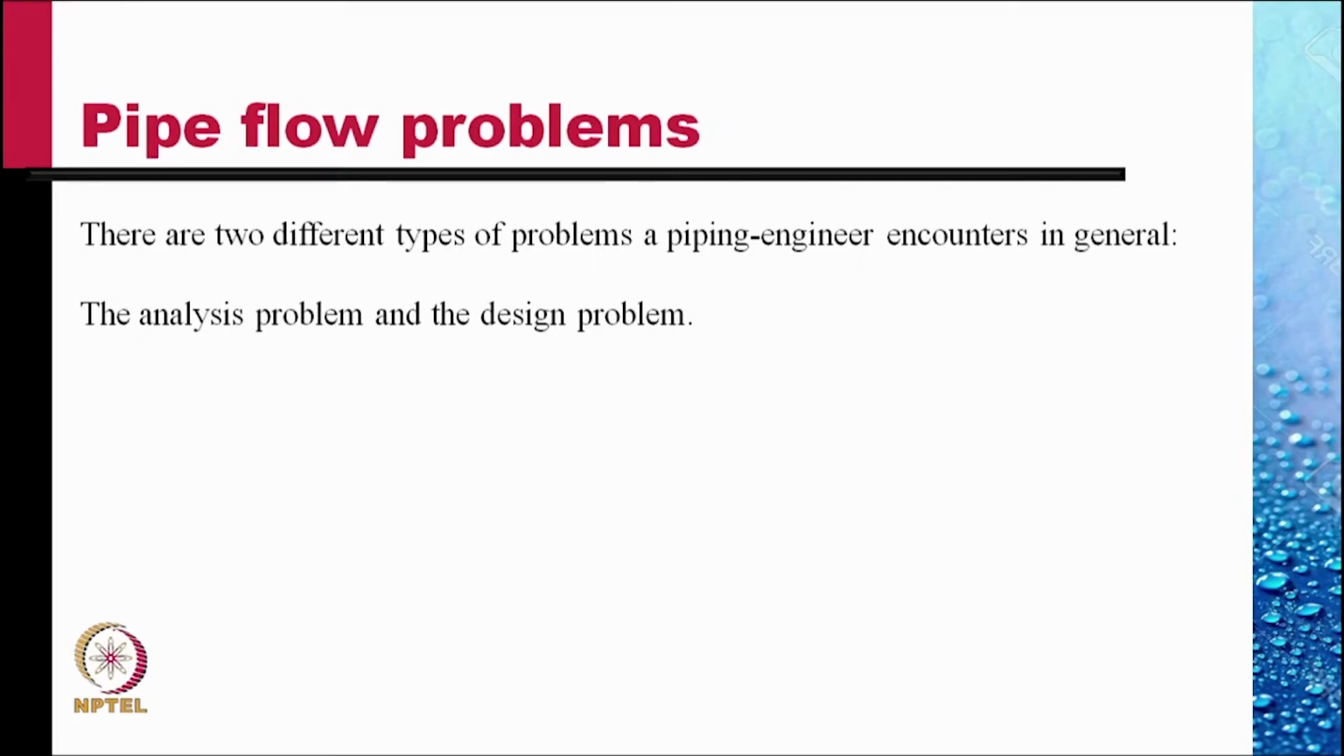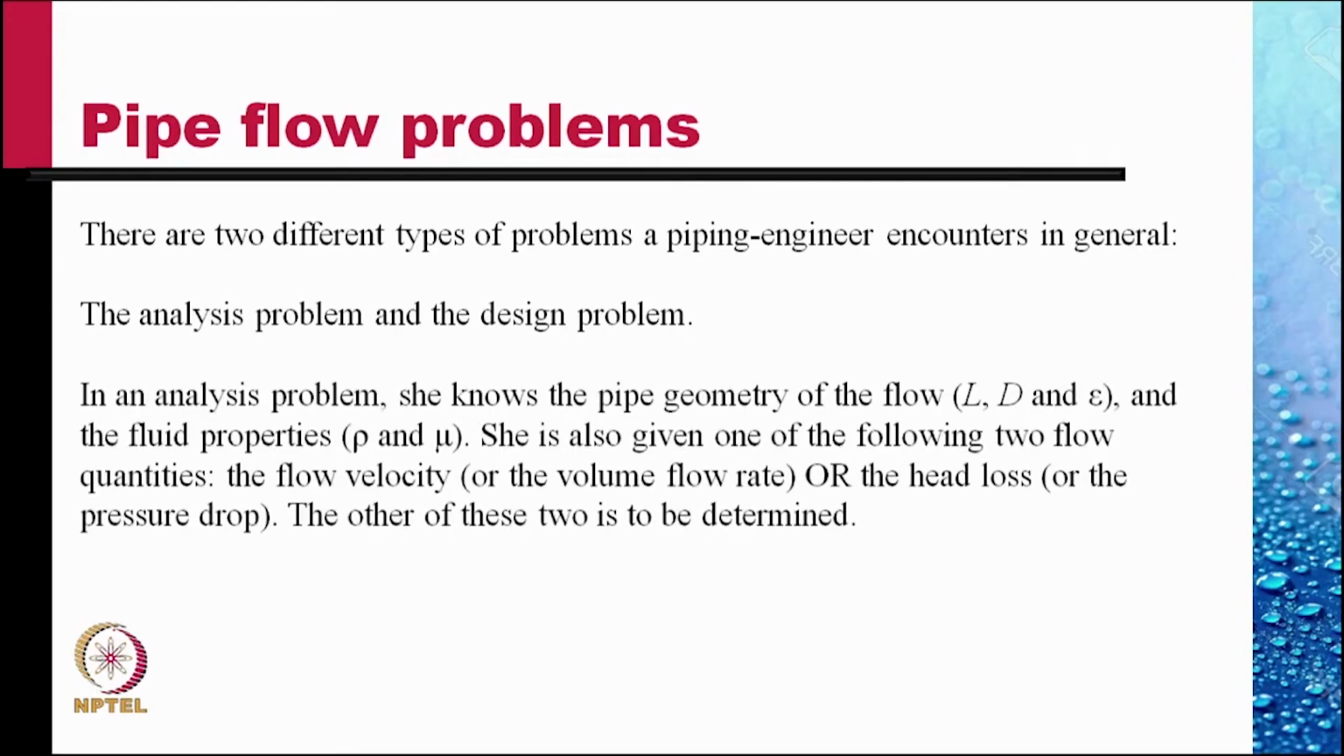Now, there are two different types of problems a piping engineer encounters in general. One is the analysis problem and the other is the design problem. In an analysis problem, the piping engineer knows the pipe geometry, that is the L, D and epsilon, and the fluid properties rho and mu. She is also given one of the following two flow quantities, the flow velocity or the head loss. The other of these two is to be determined.